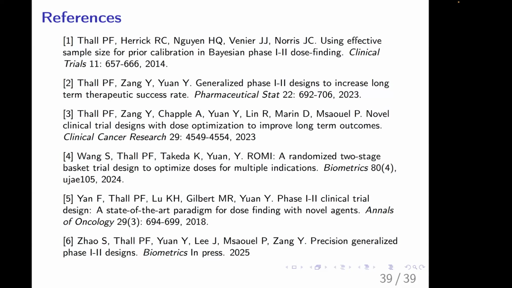Yeah, sorry. Based on the short-term efficacy endpoint, once this trial is done, we will see which dose or doses should go to the next stage to assess a longer-term endpoint. And currently, your proposed Gen 1-2 design formalizes this process into a single integrated framework. Yeah, exactly, yes.